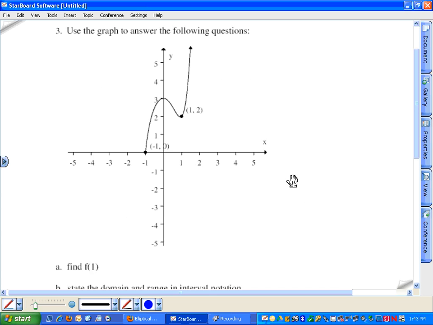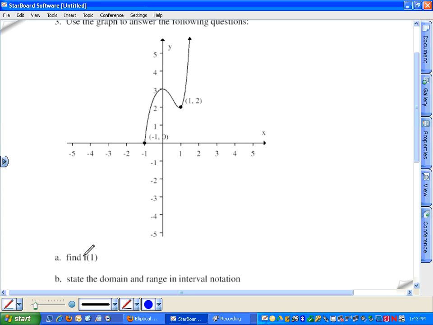Okay, second page, find f of 1. What this is asking is find the value of the function f when x is equal to 1. Now this is the function f right here. This graph represents the function f. We need to find the value along this graph when x equals 1. Here's where x equals 1 right here. So the value of f when x equals 1, according to that point, is 2.